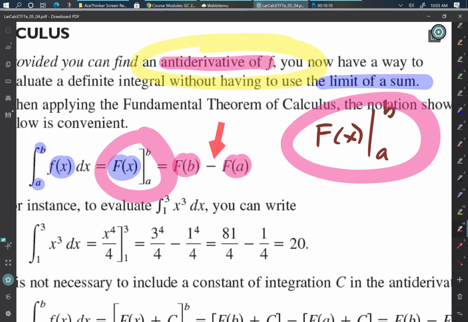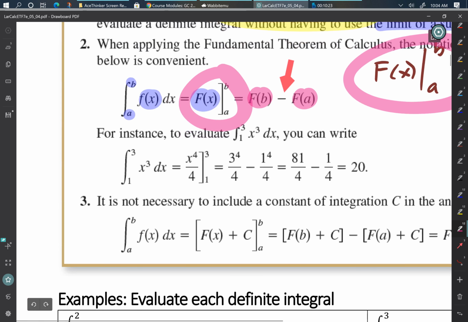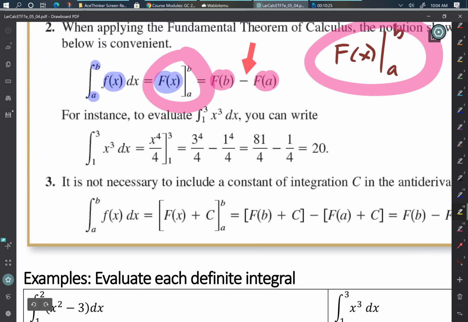Now, why they chose that, I don't know. But just so you know, the two things mean the same thing. They mean find an antiderivative, evaluate at B, evaluate at A, and then find the difference. Okay? So for example, here I have a definite integral. My little function f of x is x cubed. I have a lower limit of integration and an upper limit of integration of 1 and 3.